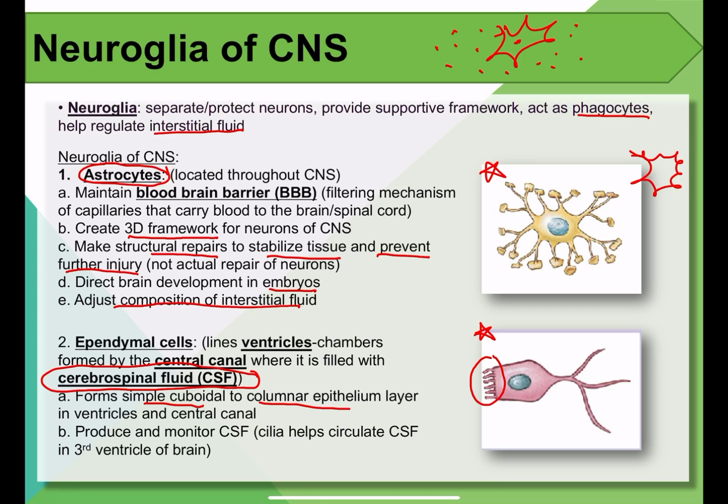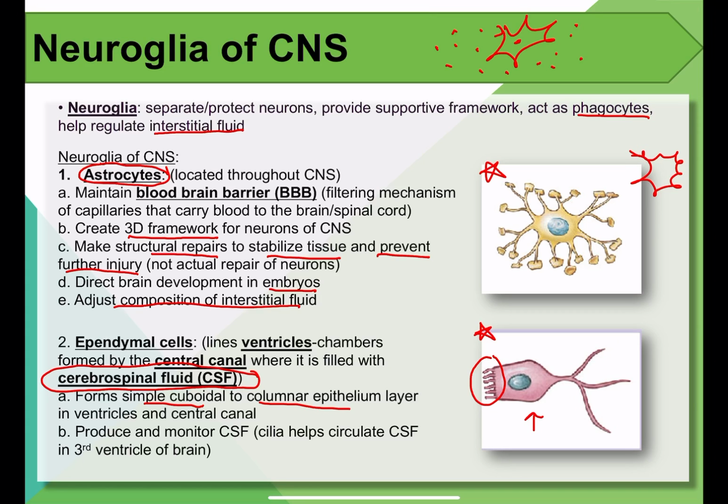Now, CSF is not only within the ventricles of the brain, but it also travels through your spinal cord, via the central canal of the spinal cord. Again, that's something we'll go into detail about when we cover the structure of the spinal cord in chapter 13. So those are the locations where cerebrospinal fluid circulates around the brain and the spinal cord. So these ependymal cells line these areas to move the cerebrospinal fluid in one direction.